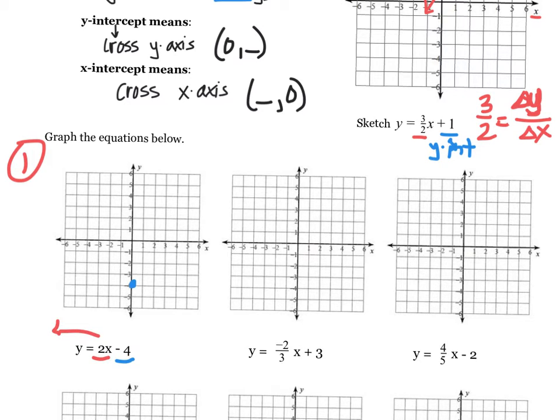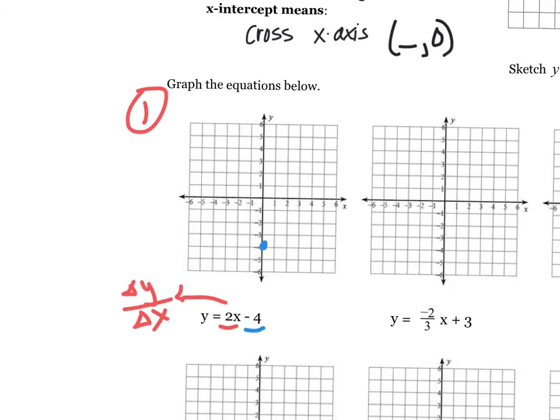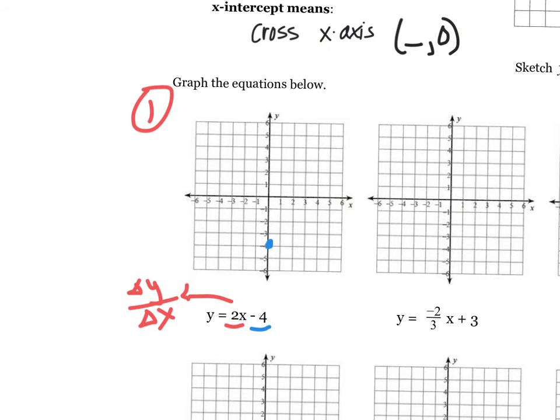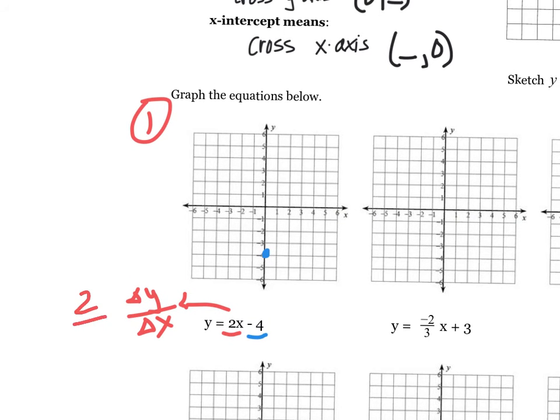So 2 is the change in y over the change in x. But 2 is not a fraction right now. The way we make it a fraction is we always put it over the number 1, because 2 over 1 is the same as 2. So we need to remember that we're going to put this over 1 whenever we're given a whole number or an integer, a negative whole number, over 1.